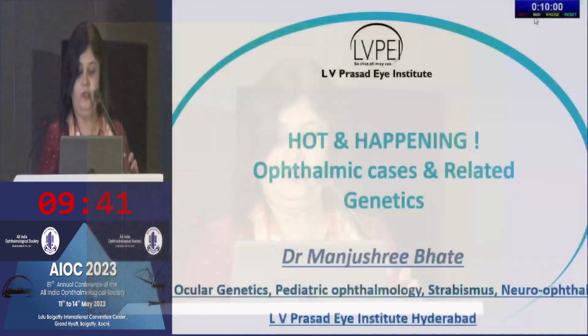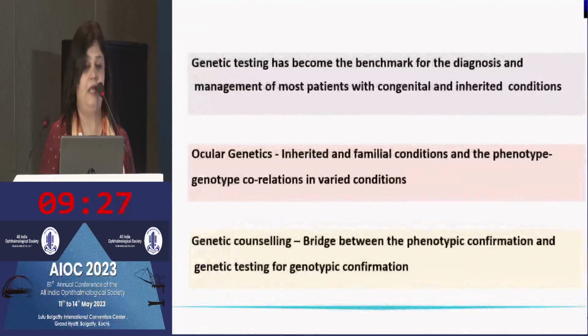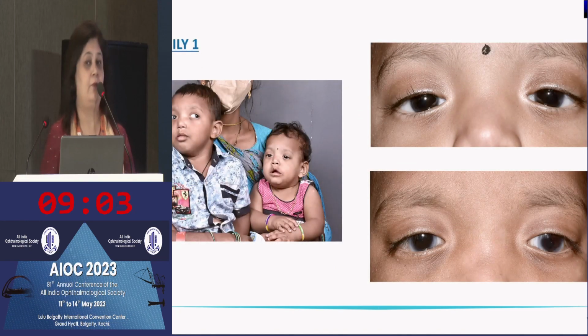Okay, so I'll be taking you through some of the ophthalmic cases and related genetics because, as we said, genetics is a very important part of pediatric neuro-ophthalmology. And since we all live in the genomic era, we should be aware and help our patients in making a diagnosis. So genetic testing has become a benchmark for the diagnosis and management of congenital and inherited conditions. And ocular genetics basically confirms the phenotype-genotype correlations in these varied conditions. And therefore, with the help of genetic counseling, we can bridge this gap and give a confirmatory diagnosis and a plan for the families. So let's go through some of these families that we see.